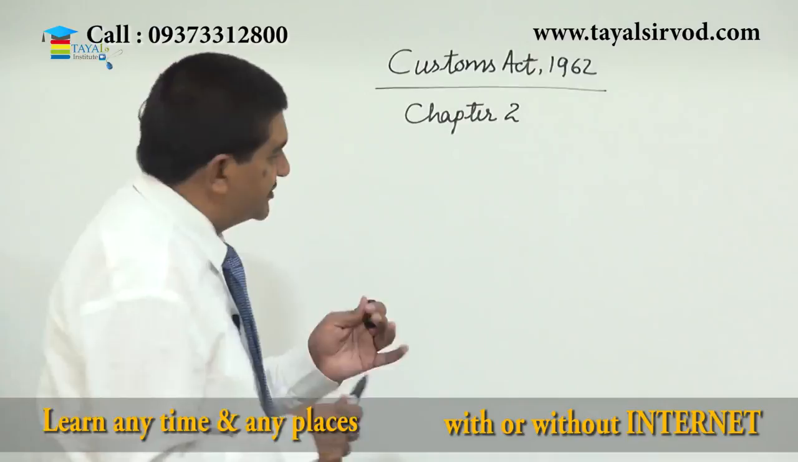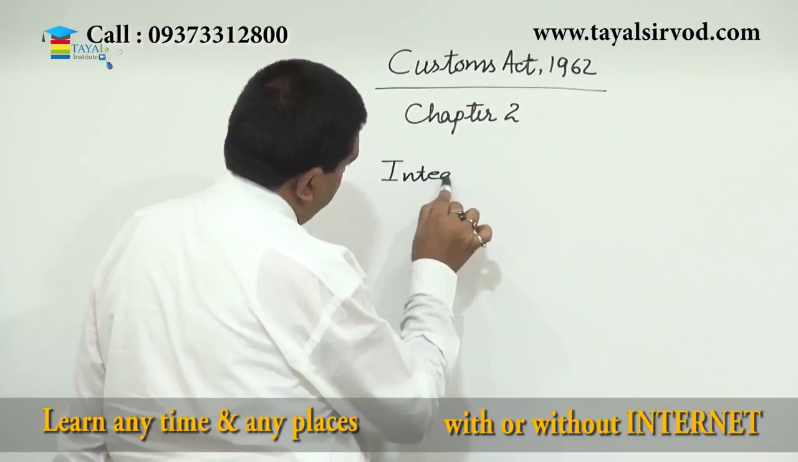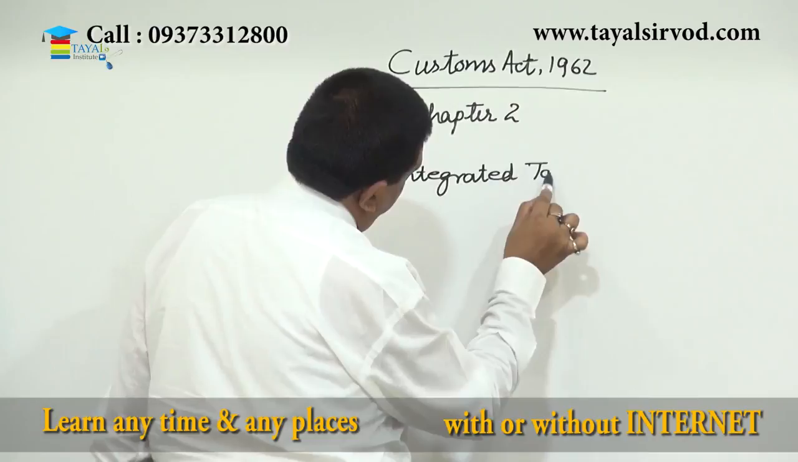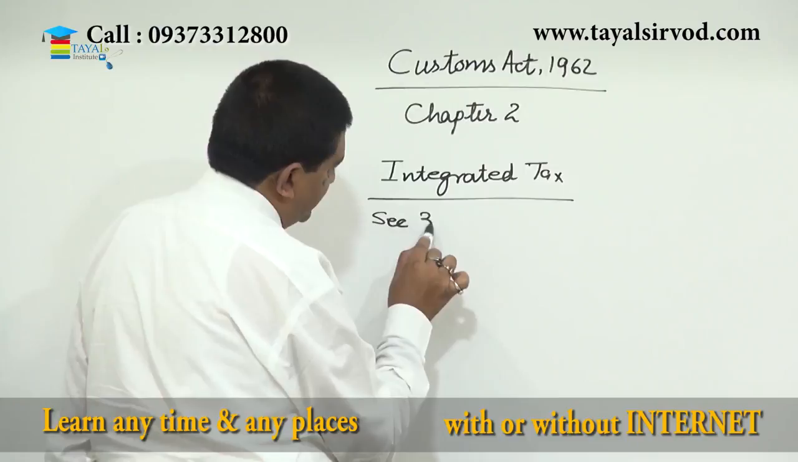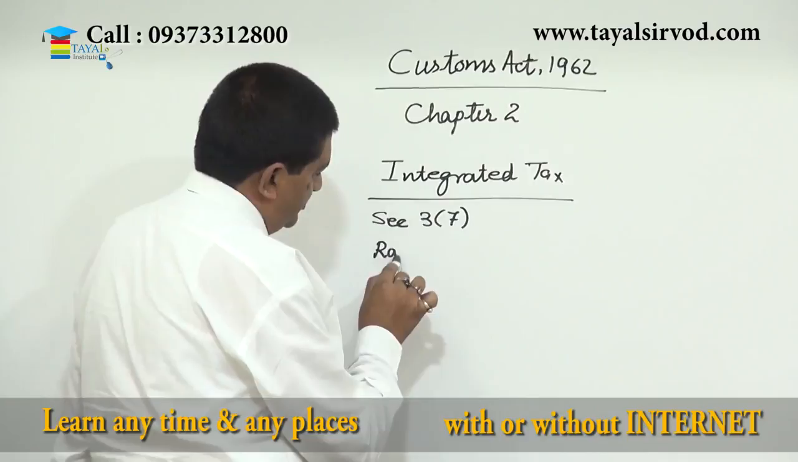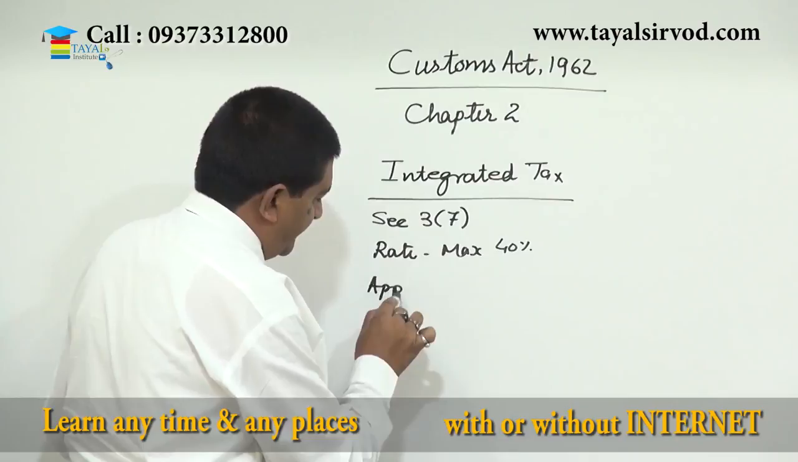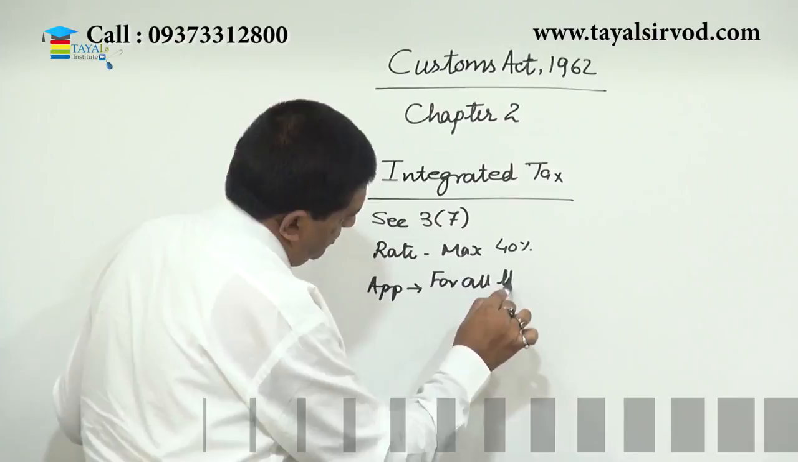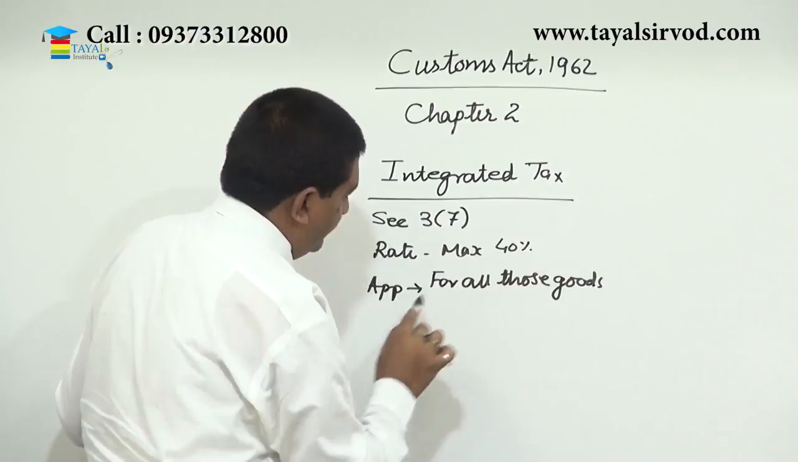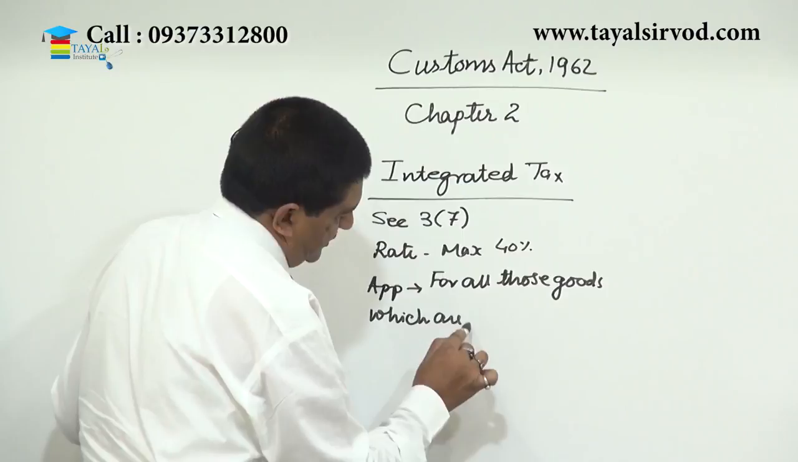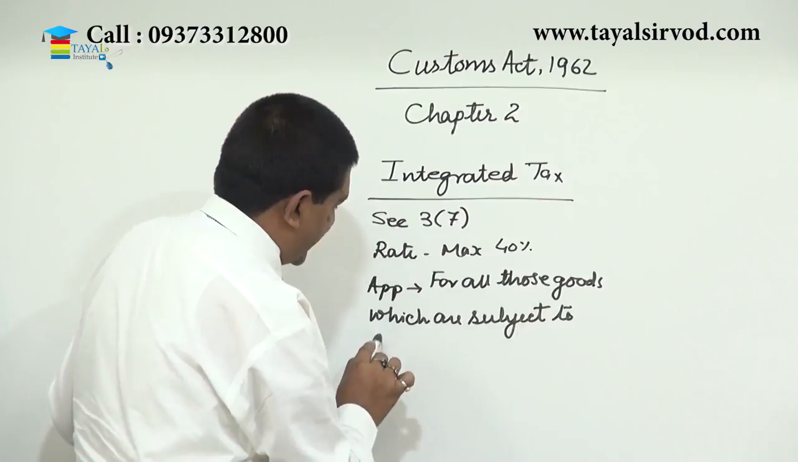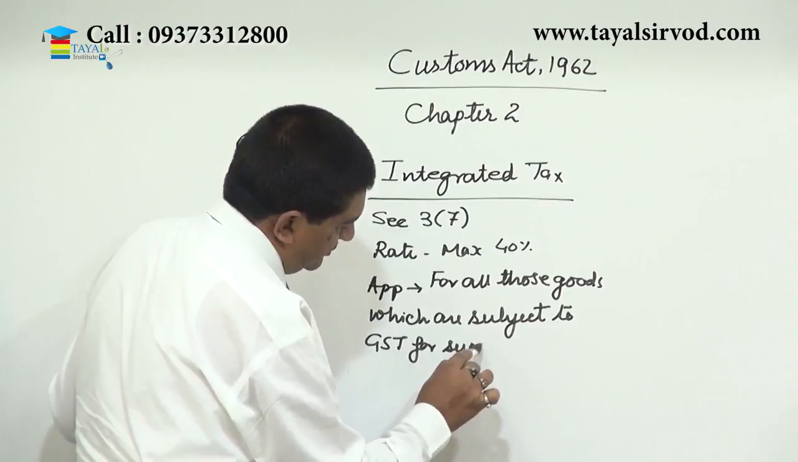So we have now integrated tax. This is section 3 subsection 7, and the rate is max 40%, and the applicability is for all those goods which are subject to GST for supply in India.